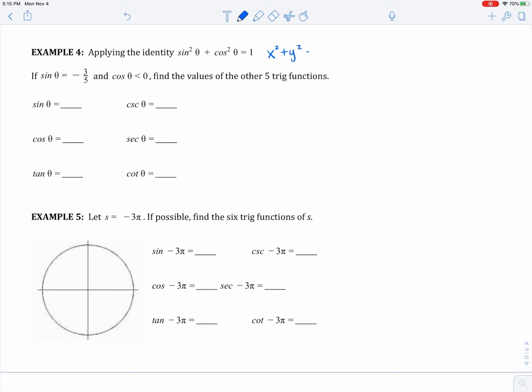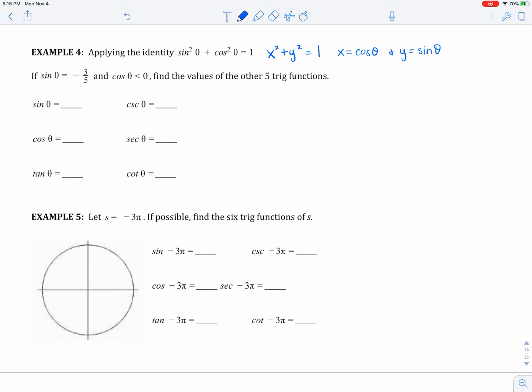So here's the equation of a circle centered at 0, 0 with a radius of 1. And we know now that x is the same as cosine theta and y is the same as sine theta. So substituting cosine and sine in for x and y, respectively, we would get the identity sine squared plus cosine squared equals 1. So let's use that identity for example 4.